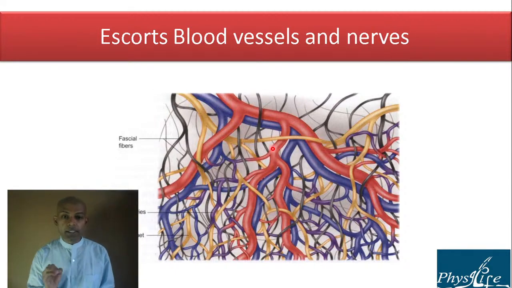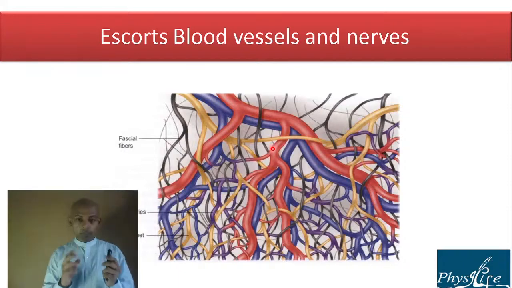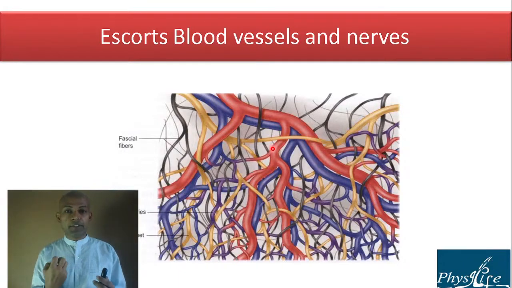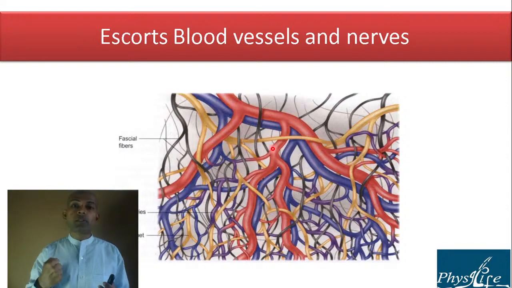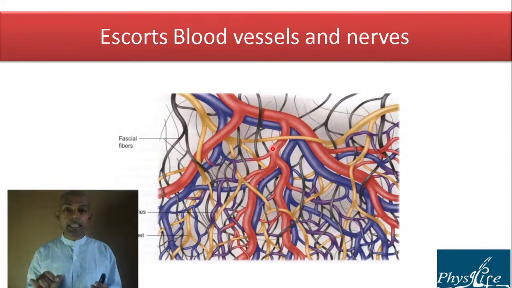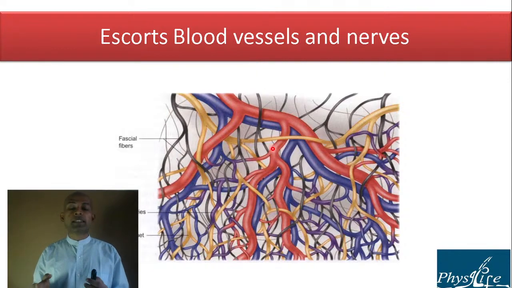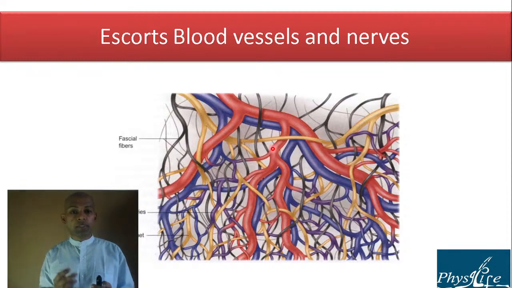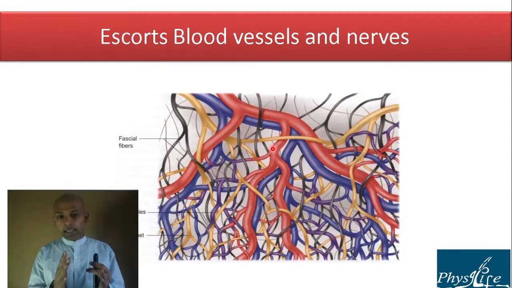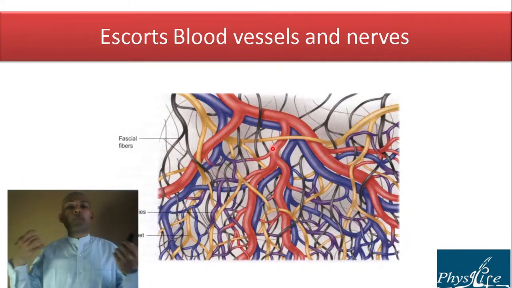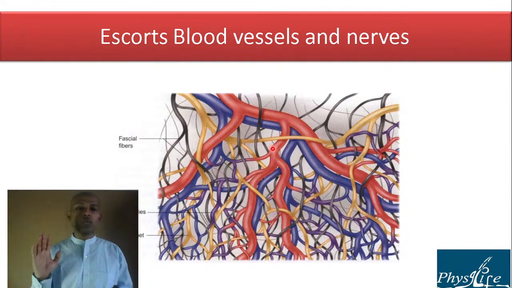Now, the significance of this is, imagine that you have tightness here, tightness in the fabric. What is going to happen? There is compression in the small blood vessels, in the arterioles, in the venules, and in the nerves. And that is why many patients can feel relieved with simple stretching. Why? Because with basic stretching you have actually released the compression on all these structures.